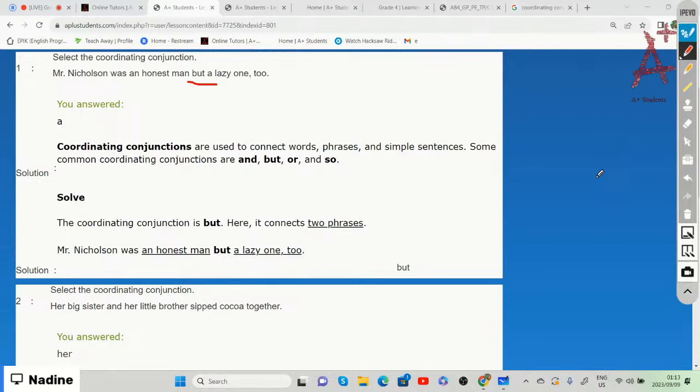So it's like saying Mr. Nicholson was an honest man, but is the word that connects a lazy one. It's like showing contrast. So as much as he's an honest man, but he is lazy.